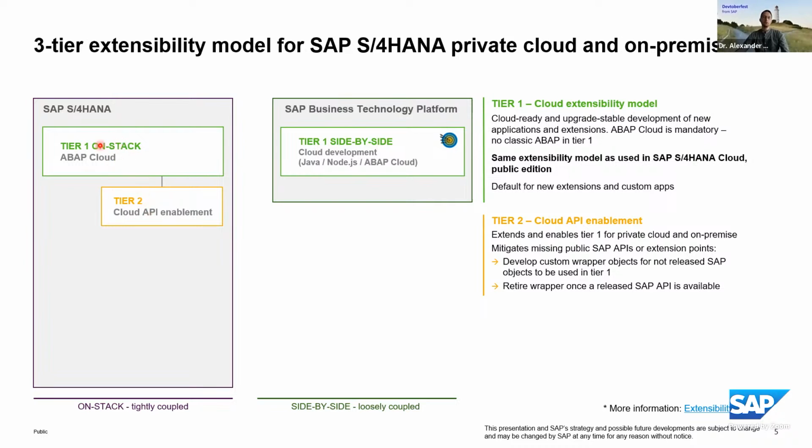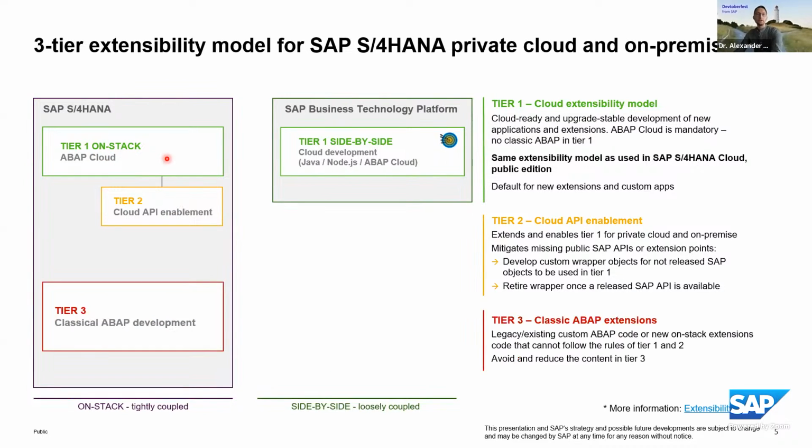Imagine you develop something in tier 1, and then you recognize that an API is missing for your development. So the SAP API is not released yet. So what shall you do? And the answer is tier 2. Because in tier 2, you can mitigate the missing of that API with an own Cloud API enablement. And the idea is basically that you create a wrapper around the non-released SAP object, then you release the wrapper for ABAP Cloud, and by that it becomes accessible in tier 1.